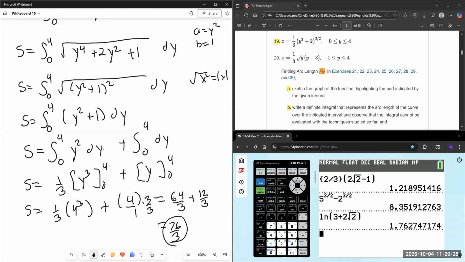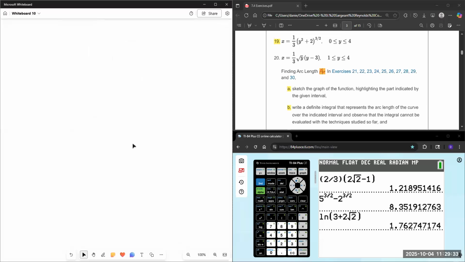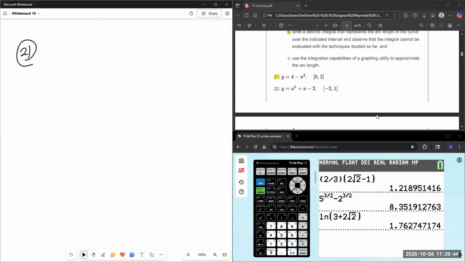Moving on to number 21, I'm going to do all three parts, even though A and B were the only parts that were assigned. 21, down here, y is equal to 4 minus x squared on the interval 0 to 2. Sketch a graph of that for part A. We have a y-intercept of 4. We have an x-intercept of -2. We have an x-intercept of 2.